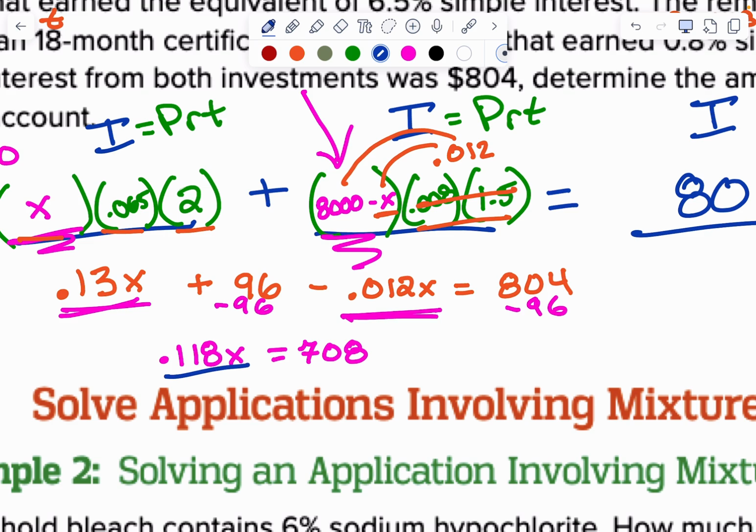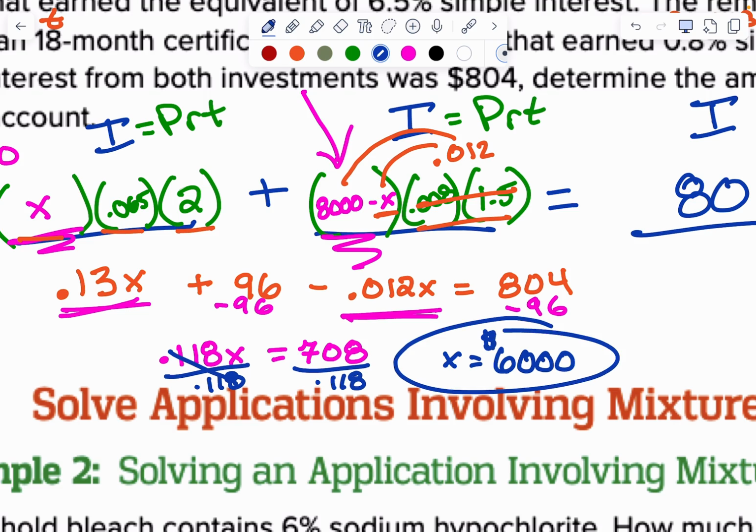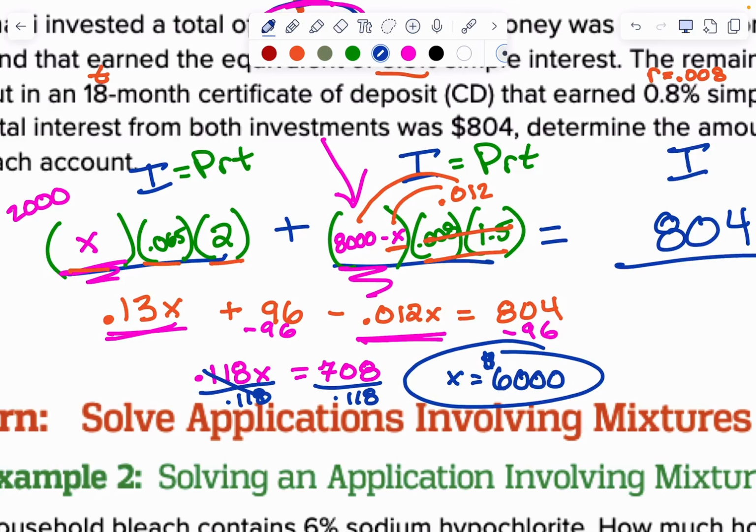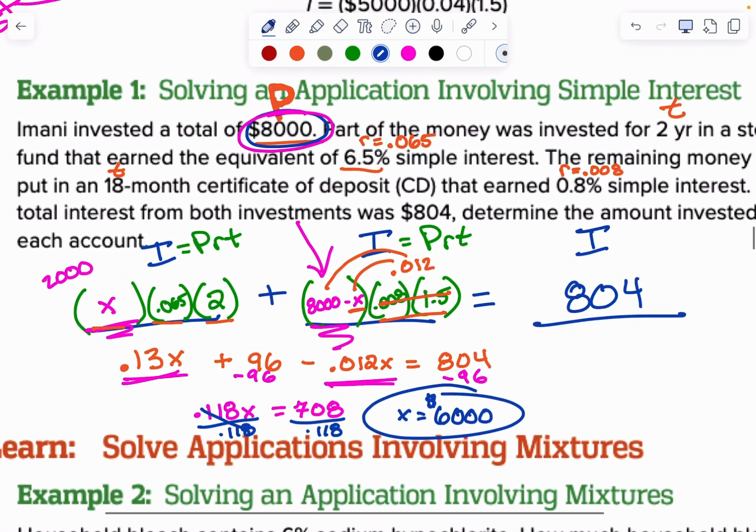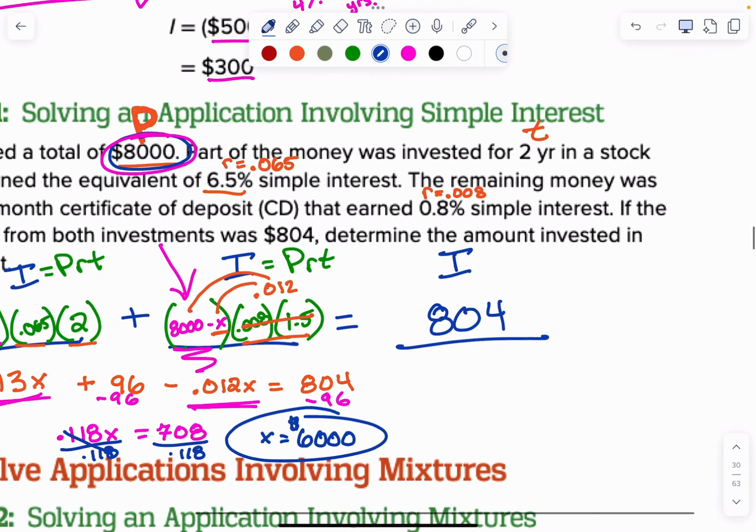This is the only thing I can't do. 0.118 divided by 0.118. I cannot do that. Come on. I can't even pretend I can do that. 6,000. 6,000, yeah. All right, so 6,000 goes into where? X, and X is which one? The 6.5, that is in a stock.